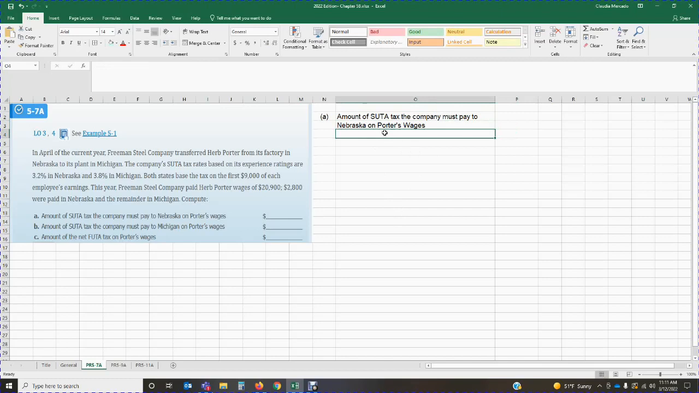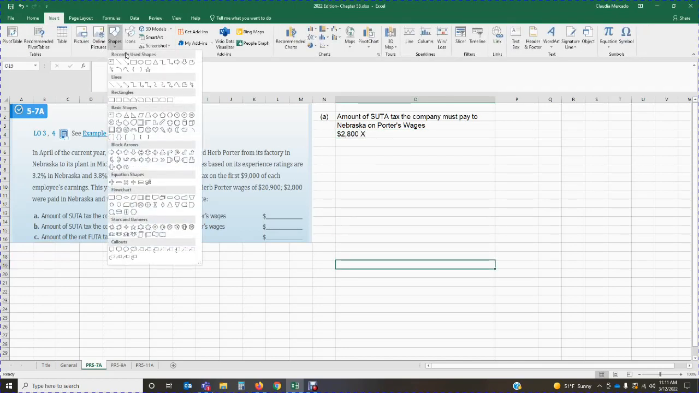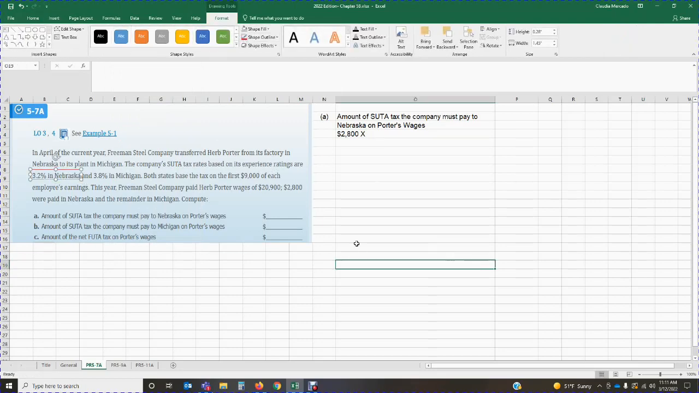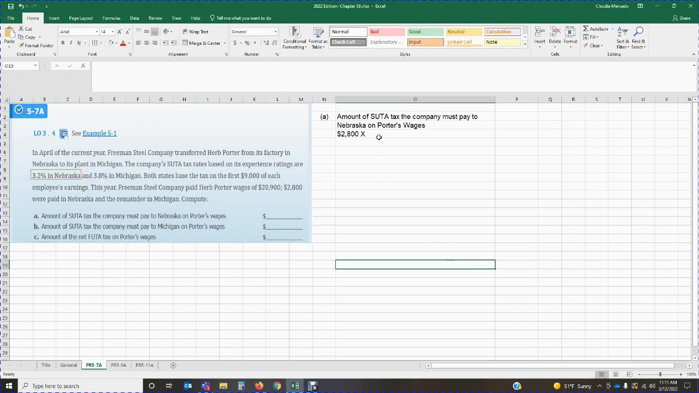Okay, so the problem states that Porter got paid $2,800 in the state of Nebraska. Okay, so we have to contribute our SUTA tax based on those wages paid to Nebraska. Okay, so how much earnings did this employee earn in the state of Nebraska? Well, this employee earned $2,800. Okay, I'm going to multiply by the rate. Okay, and the problem says that the SUTA rate in Nebraska is 3.2%. So I'm going to go ahead and multiply that by 3.2%.